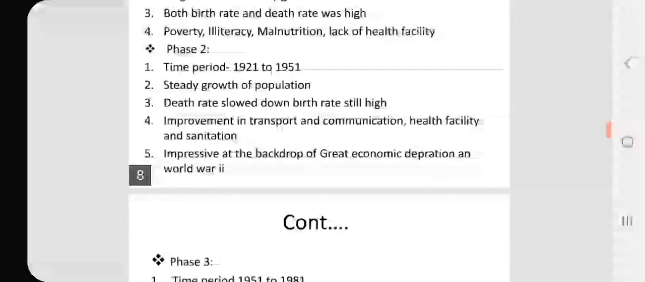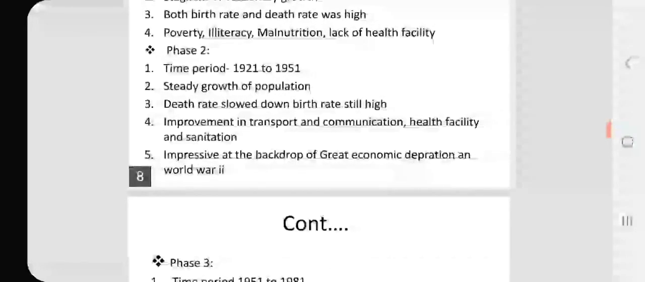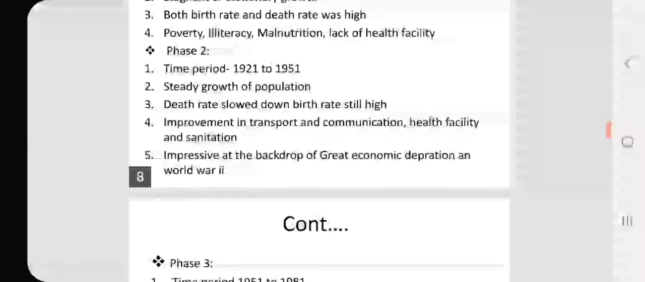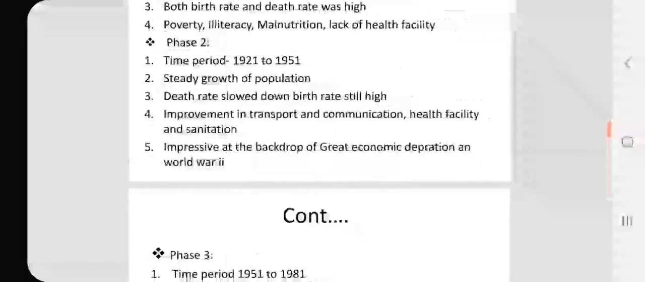But in that time period, particularly in 1929, there was a great economic depression in India, and in 1942, we know that World War II happened. In spite of these two tragic incidents, the steady growth of population can be seen in this time period because of improvement in transport, communication, health facility and sanitation.